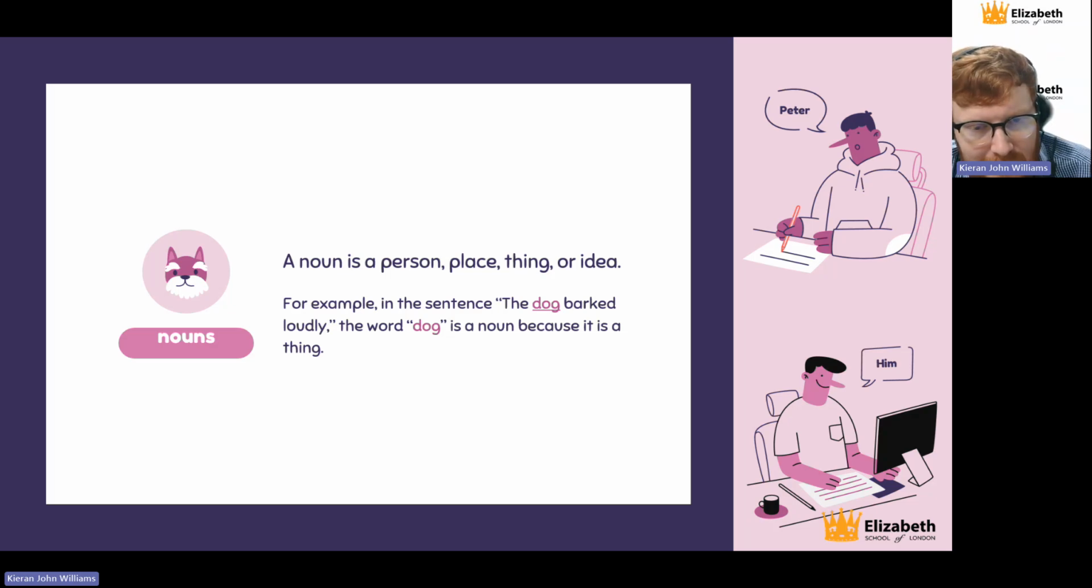Nouns as a class of word are words which refer to a person, place, thing, or idea. If we have a look at this example here, we've got the sentence, the dog barked loudly. In this sentence, the word dog is a noun because it talks about a thing. Have a little think then about what other nouns we can think of. Okay, so those are the nouns.